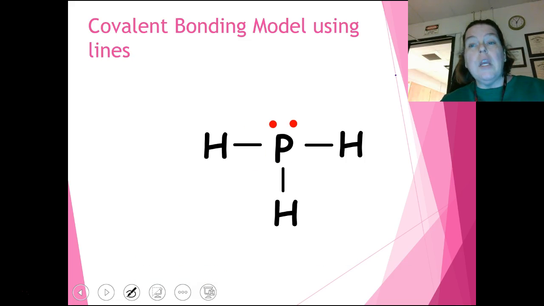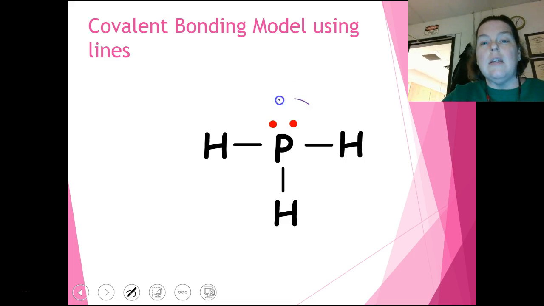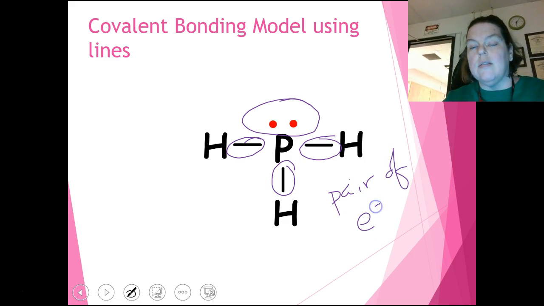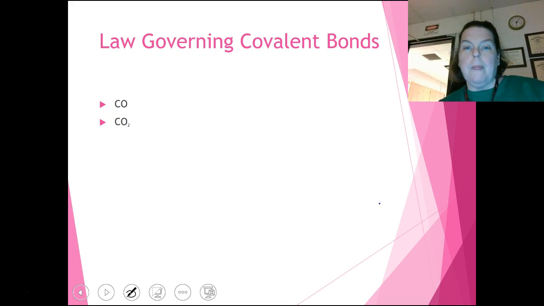Now we can model this a little differently. This model that we see here is exactly the same. We still see the pair of free electrons up here, but now we see lines, and those lines mean a pair of electrons. That's what the lines mean.